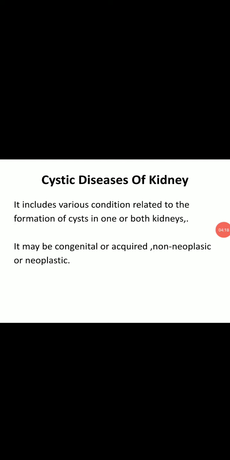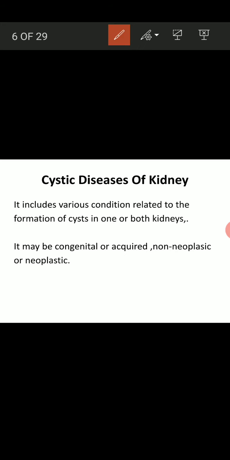The fifth anomaly is cystic disease of kidney. It includes various conditions related to the formation of cysts in one or both kidneys. It may be congenital or acquired, non-neoplastic or neoplastic. The clinical presentation of cystic kidney may include abdominal mass, infection, respiratory distress, hemorrhage, and neoplastic transformation.